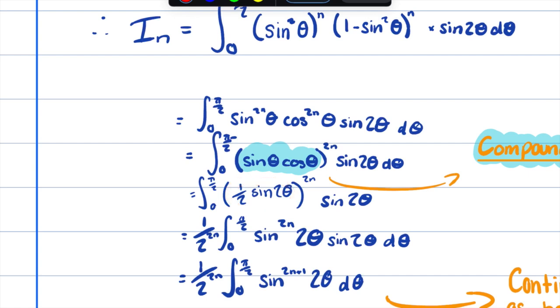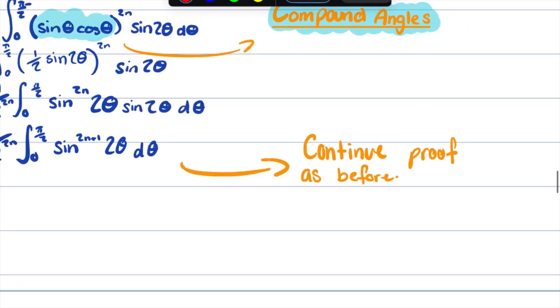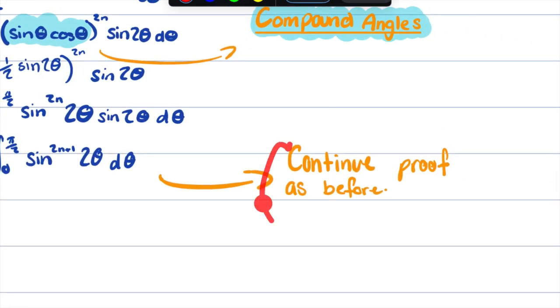We can then, as we had previously done, bring our half to the 2n at the front, and we're left with sine to the 2n of 2 theta times sine 2 theta. We can recognize that this is just to the power of 1, and then we're left with our sine to the 2n plus 1 of 2 theta d theta with our half to the 2n out the front. From here we can continue our proof as before.